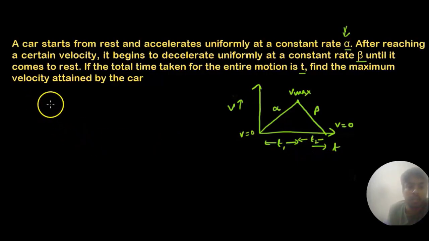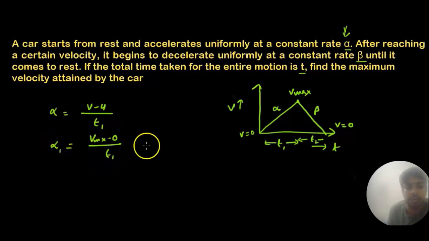Now we know the simple equation of acceleration: the acceleration is the change in velocity. The velocity goes from 0 to Vmax, so it is final minus initial upon time t1. The final velocity is Vmax, the initial velocity is 0, and the time taken is t1. That is alpha. So we can write t1 is equal to Vmax upon alpha.